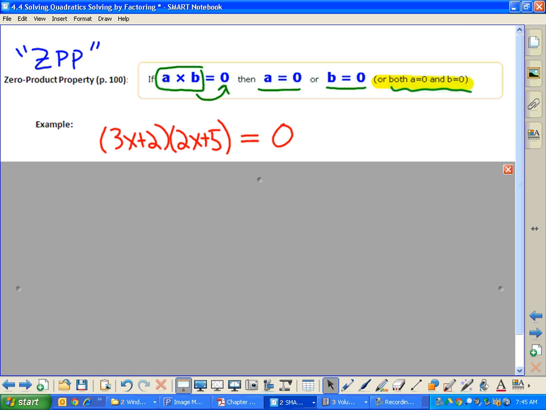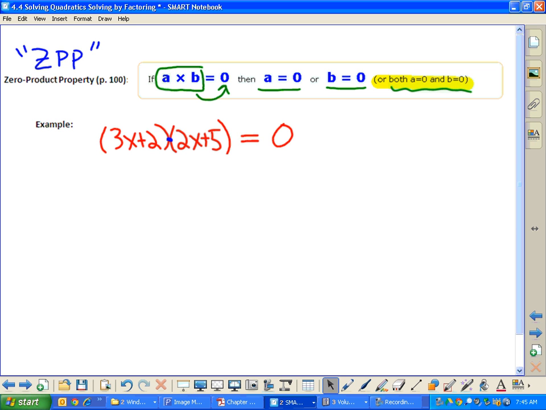And the example that I chose is this. Let's say I multiplied these 2 things together. There's no multiplication written down there. There's no x or a dot, but when we have no symbol, the multiplication is implied. We have 3x plus 2 multiplied by 2x plus 5, and these 2 things multiplied together are giving us a product of 0. Well, if these 2 things are going to come together to equal 0, then either 3x plus 2 has to be 0, or 2x plus 5 has to be 0.